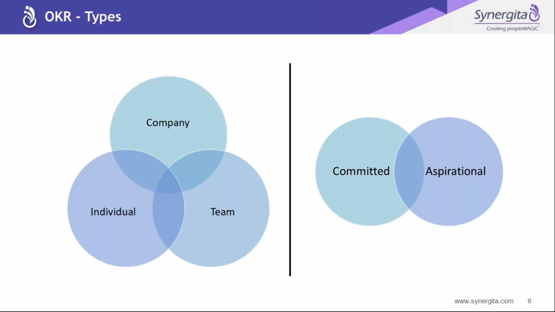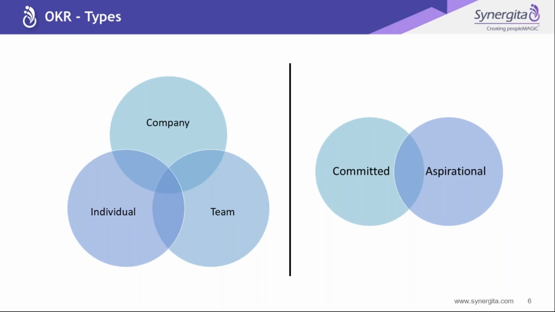Let us see the types of OKR. As you see, we have by and large three major types here: company, team, and individual. And the company OKR generally influences the team OKR as well as the individual's OKR. And another dimension will be committed and aspirational.